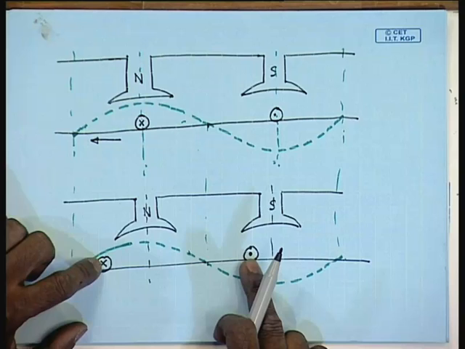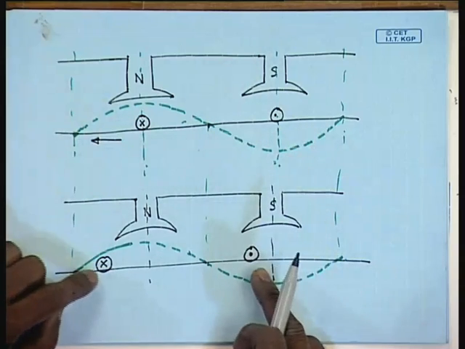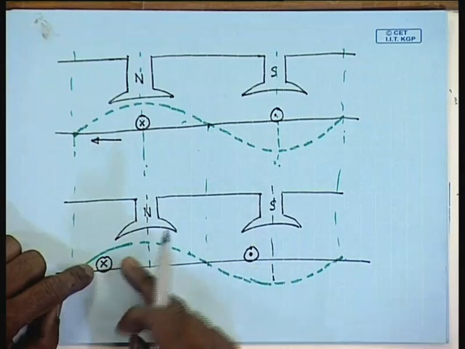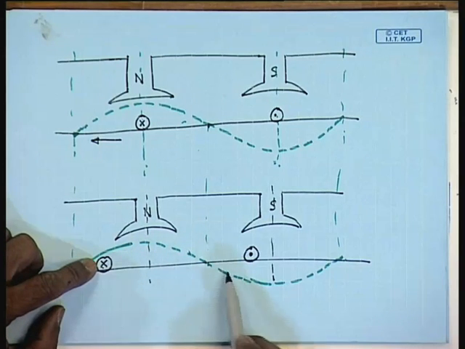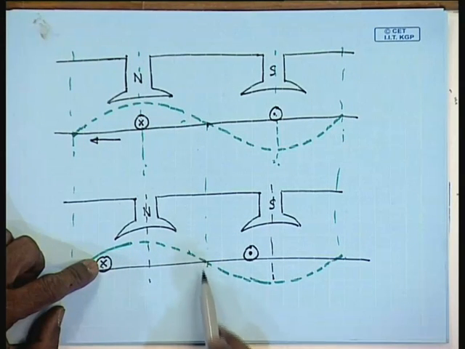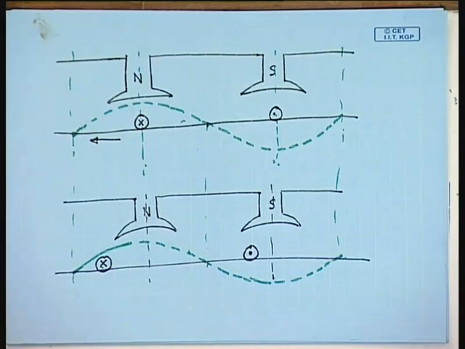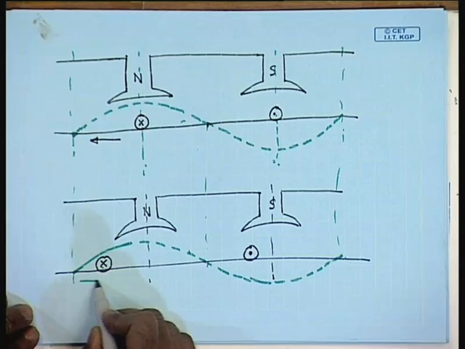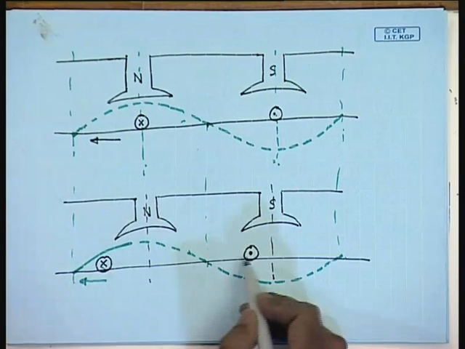In the unaligned position, total flux passing through the coil was 0. In this case, what has happened? The total flux passing through the coil has become positive, because now more flux passes through, a total positive net flux passes through this coil from the armature towards the pole. So there is a change in flux linkage, and we can define a rate of change of flux linkage with time, and according to Faraday's law, there will be a voltage induced in this coil.